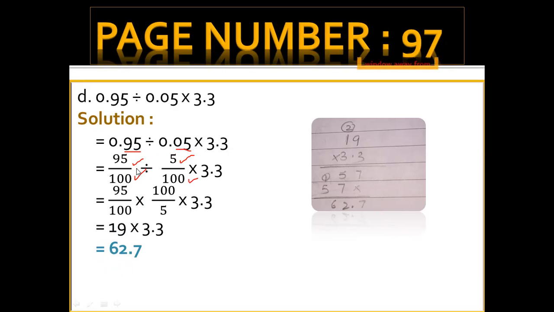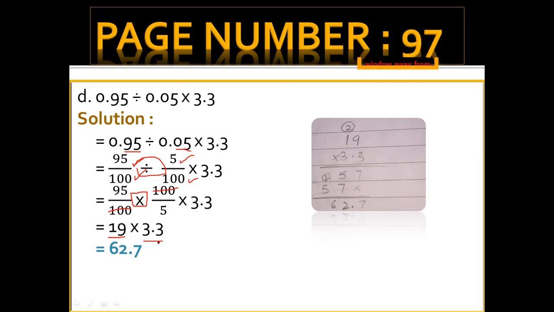Now we change division into multiplication. What happens? We take the reciprocal of the fraction which is after the division sign. 95 over 100 multiply 100 over 5. Again 100 and 100 will be cancelled. When we divide 95 by 5, we get 19. We have done this previously on page 95. 95 divided by 5, we have 19.